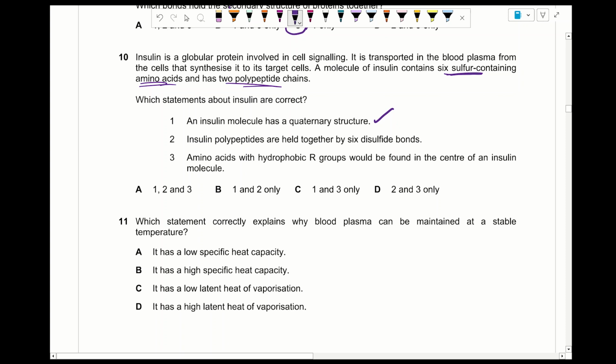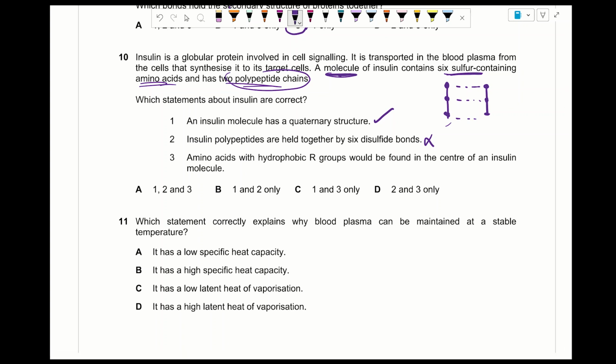2. Insulin polypeptides are held together by 6 disulfide bonds. So be careful of the wording here. This is incorrect. The reason for this is because here it says a molecule, so both chains, contain 6 sulfur-containing amino acids. Therefore, if you were to assume that each chain contains 3, it is going to be 3 bonds forming between the 6 sulfur-containing amino acids, so 3 in the first polypeptide chain and 3 in the second. Therefore, be careful here, this is incorrect.